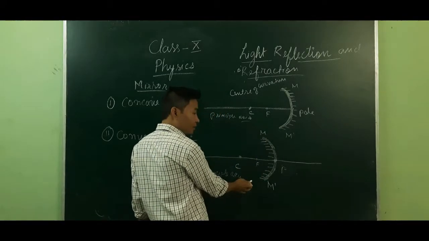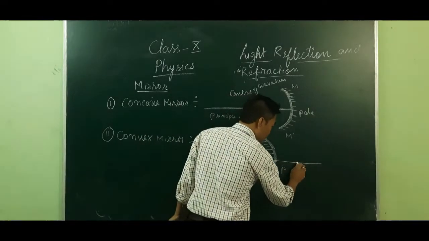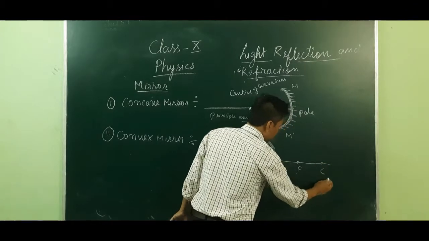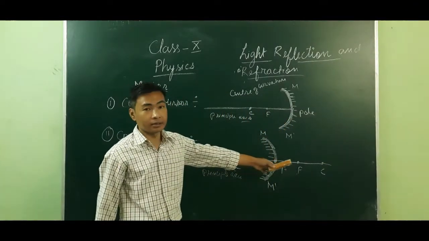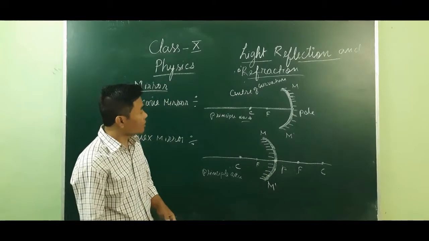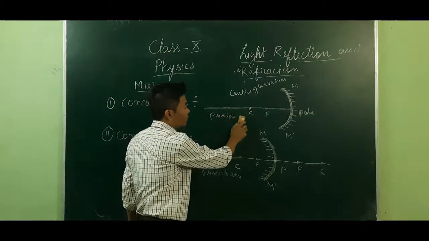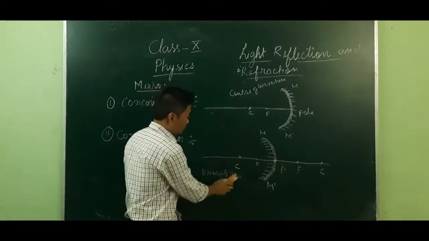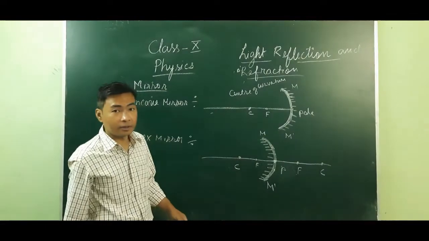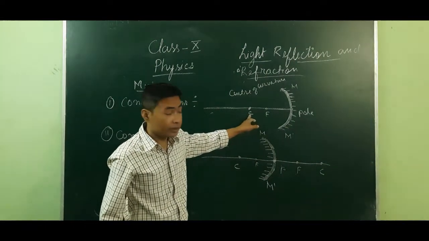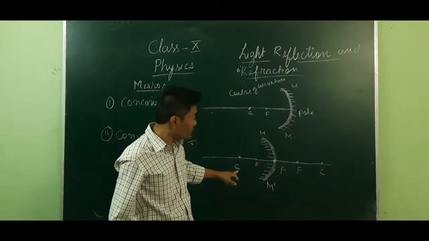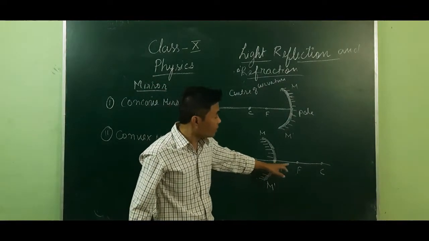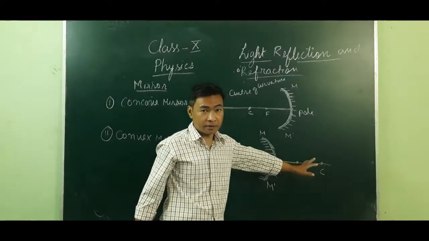So for the convex mirror, on the other side also we have the focus and the center of curvature. It is extended this way. Okay. So these are some parts of the mirror. We have center of curvature, we have focus, we have pole. Exactly the same in the convex mirror also: center of curvature, focus, pole, focus, center of curvature.